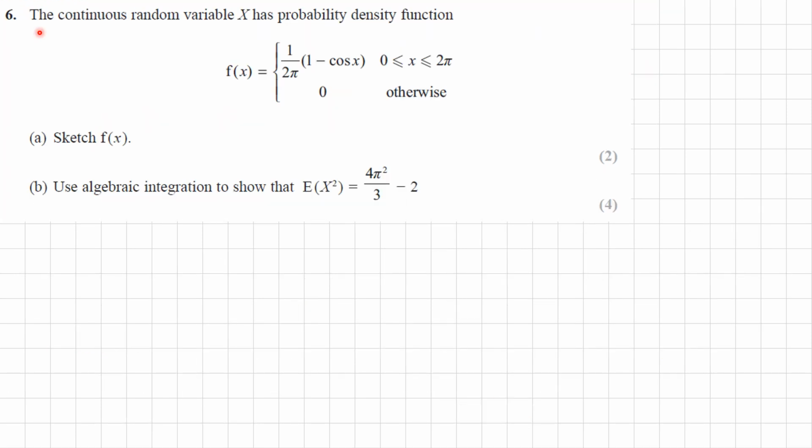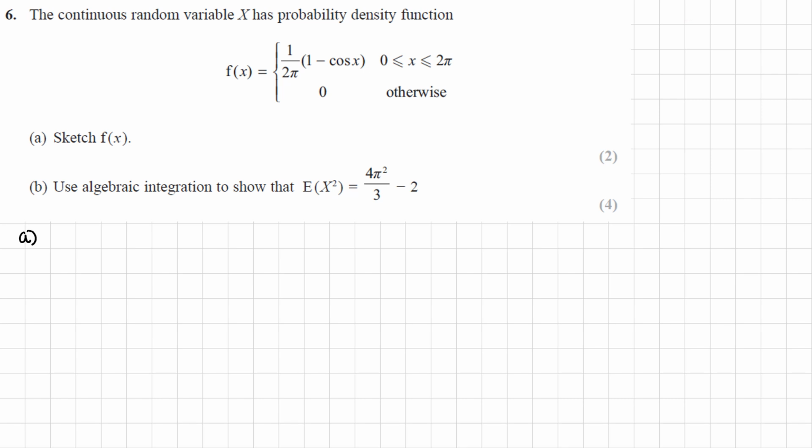Question number 6. The continuous random variable x has probability density function f of x equal to 1 over 2 pi times by 1 minus cos x when x is greater than or equal to 0 and less than or equal to 2 pi, or 0 for any other value of x. That is what we call a piecewise function. Part A, sketch f of x.